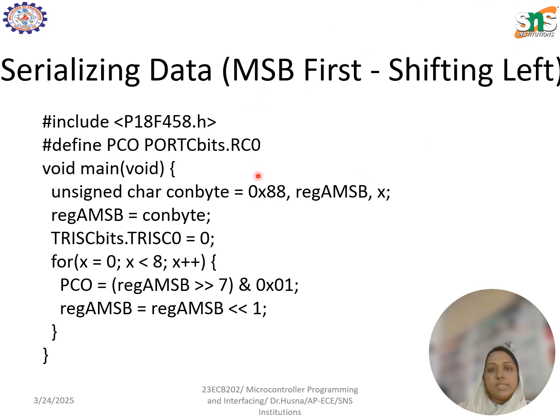Next, in some devices the data has to be sent MSB first. In such cases we can modify the program by shifting the bits to the left. Here you can see the program, initialized with the const byte where I'm going to send the data 88. I iterate this loop, shift the bit to the left side, and send it via port C. This technique is often used in serial port communication interfacing, and we can also use this logic in LCD interfaces.